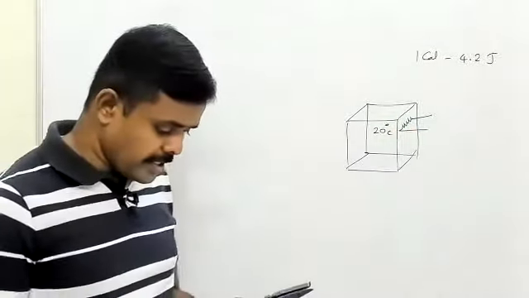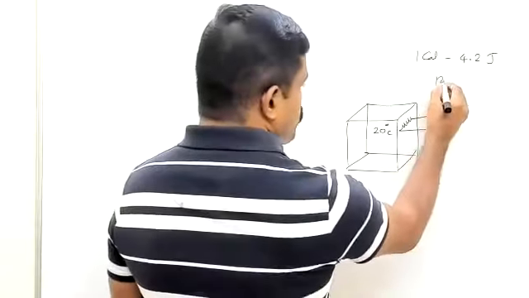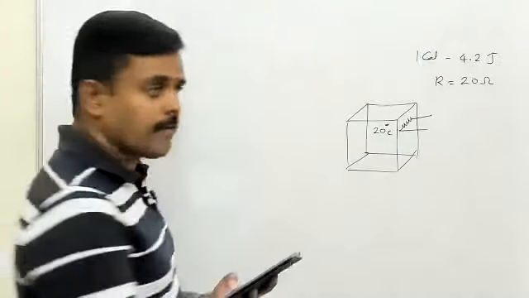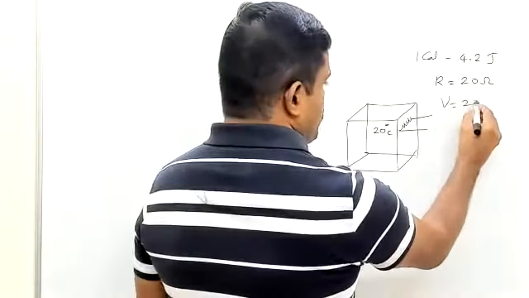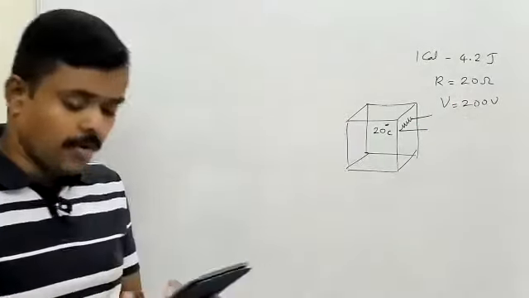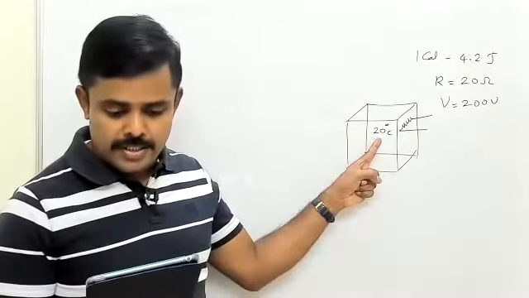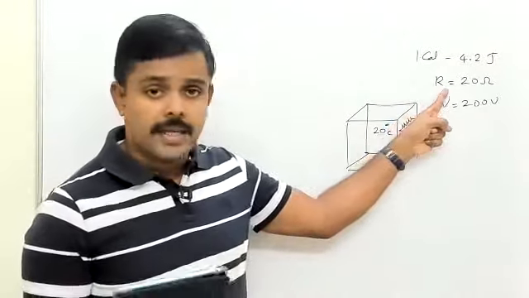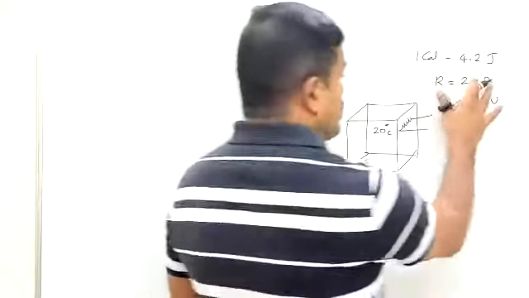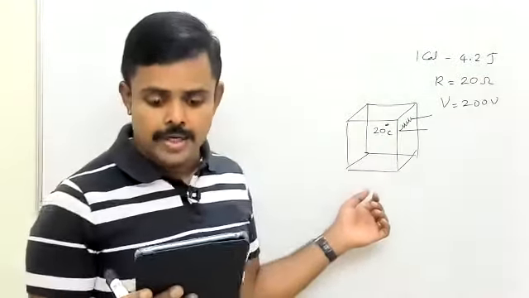The room is maintained at 20 degrees Celsius by a heater of resistance 20 ohm connected to 200 volt mains. Heater resistance is 20 ohm, voltage is 200 volt. So we've been given everything. Read it again. The room temperature is 20 degrees Celsius, and it is heated by a heater of 20 ohms, and the voltage is 200 volt.